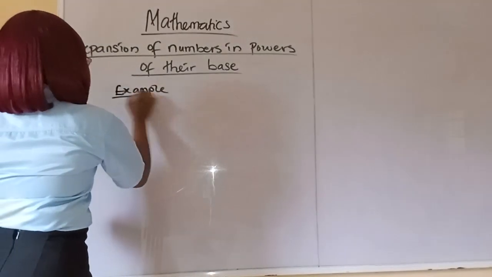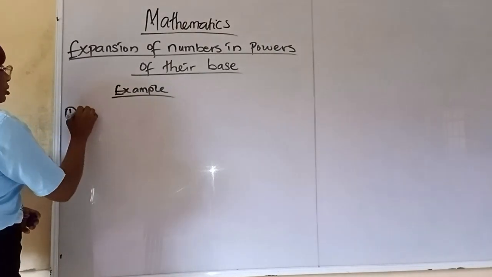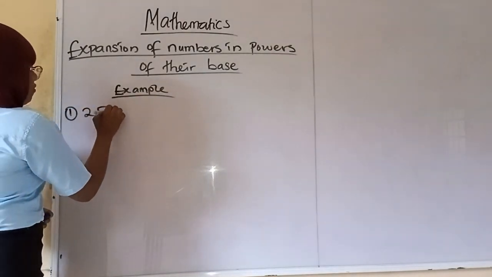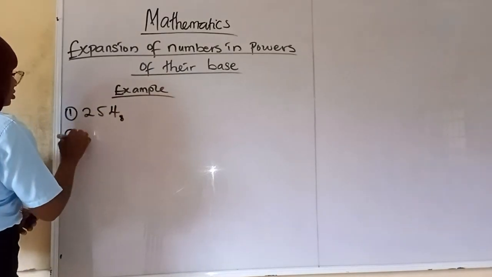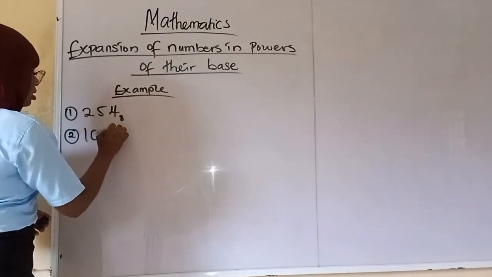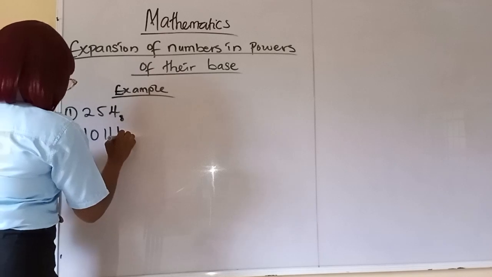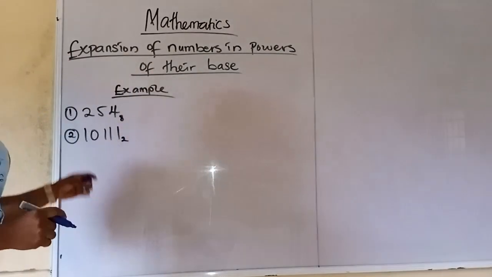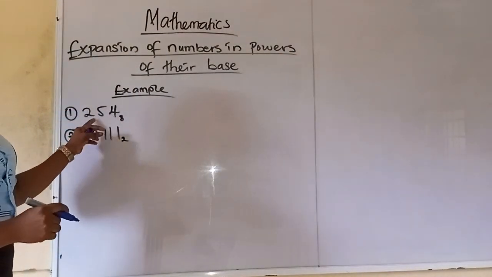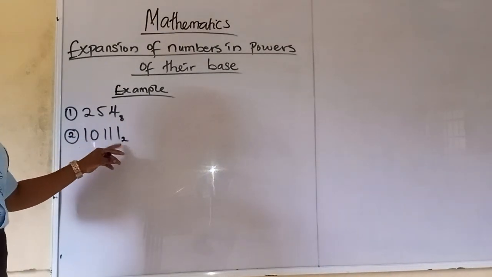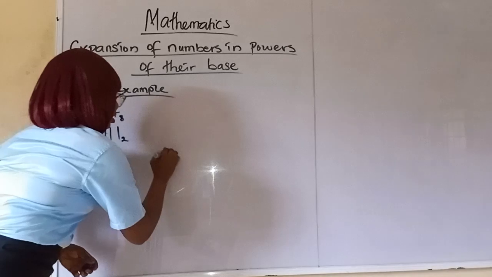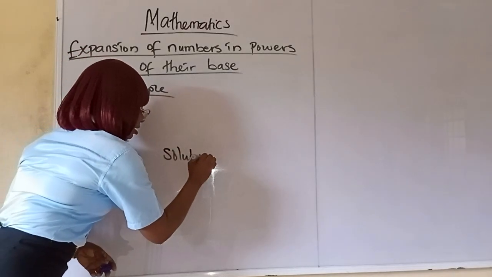Example: the question says expand 254 base 8, and number 2 says expand 10111 base 2. The question says expand these numbers, 254 in powers of base 8, and 10111 in powers of base 2. This is how it is done.